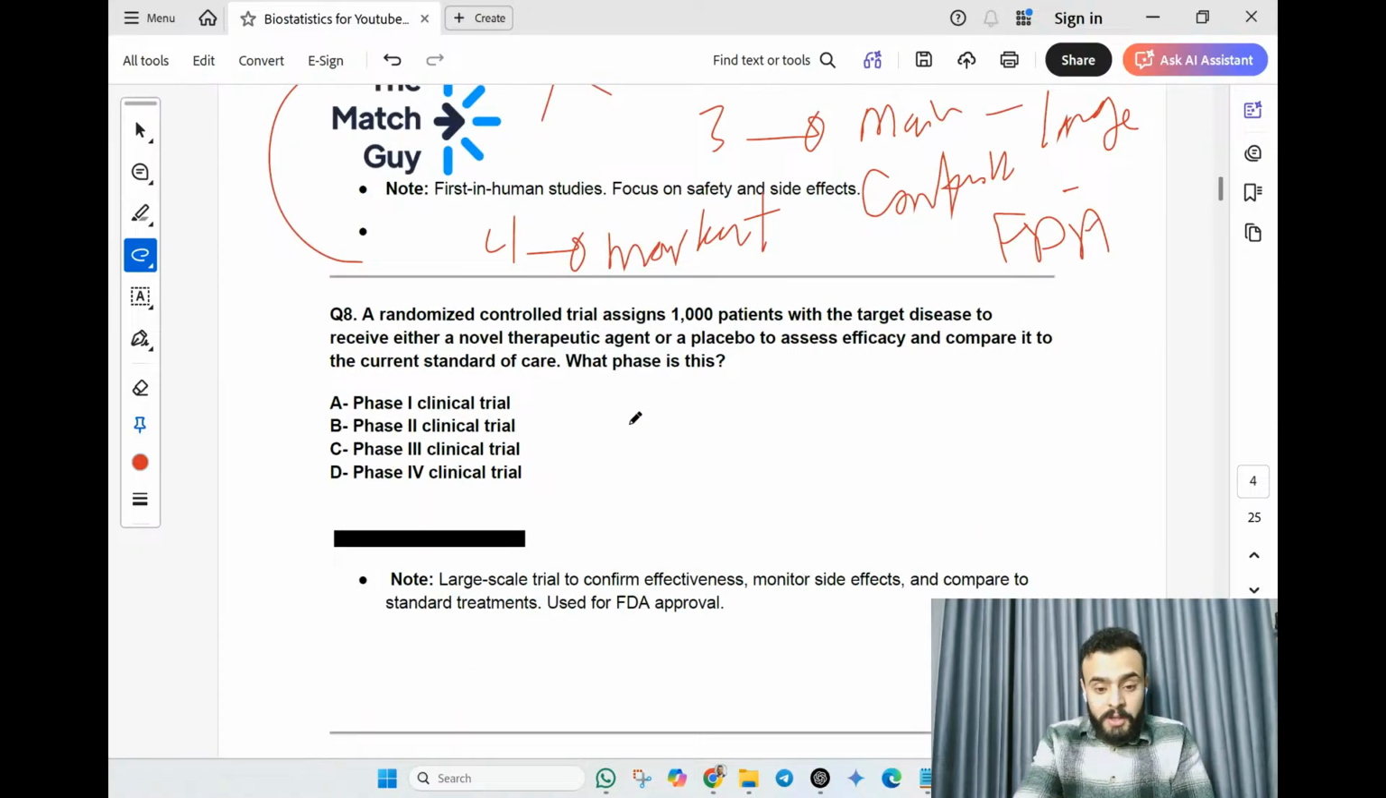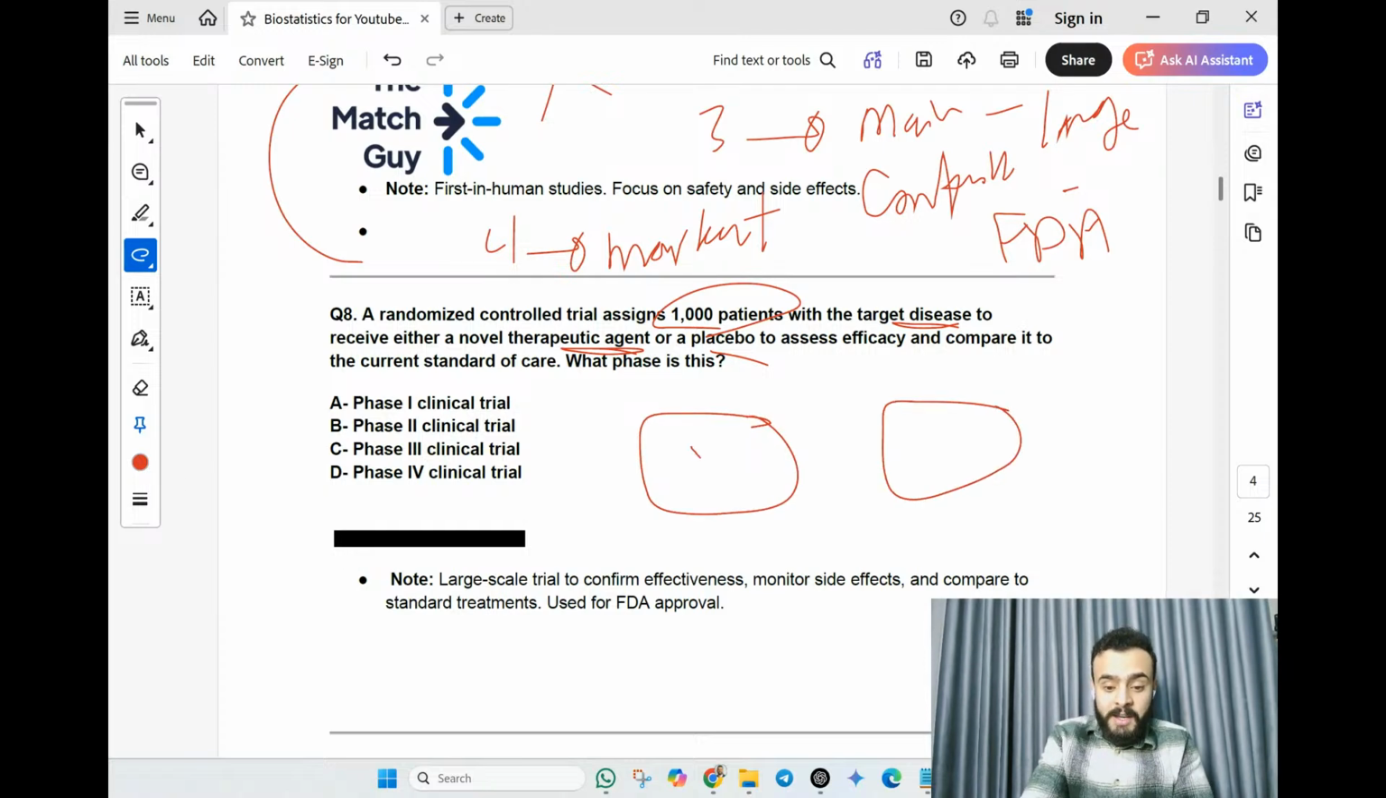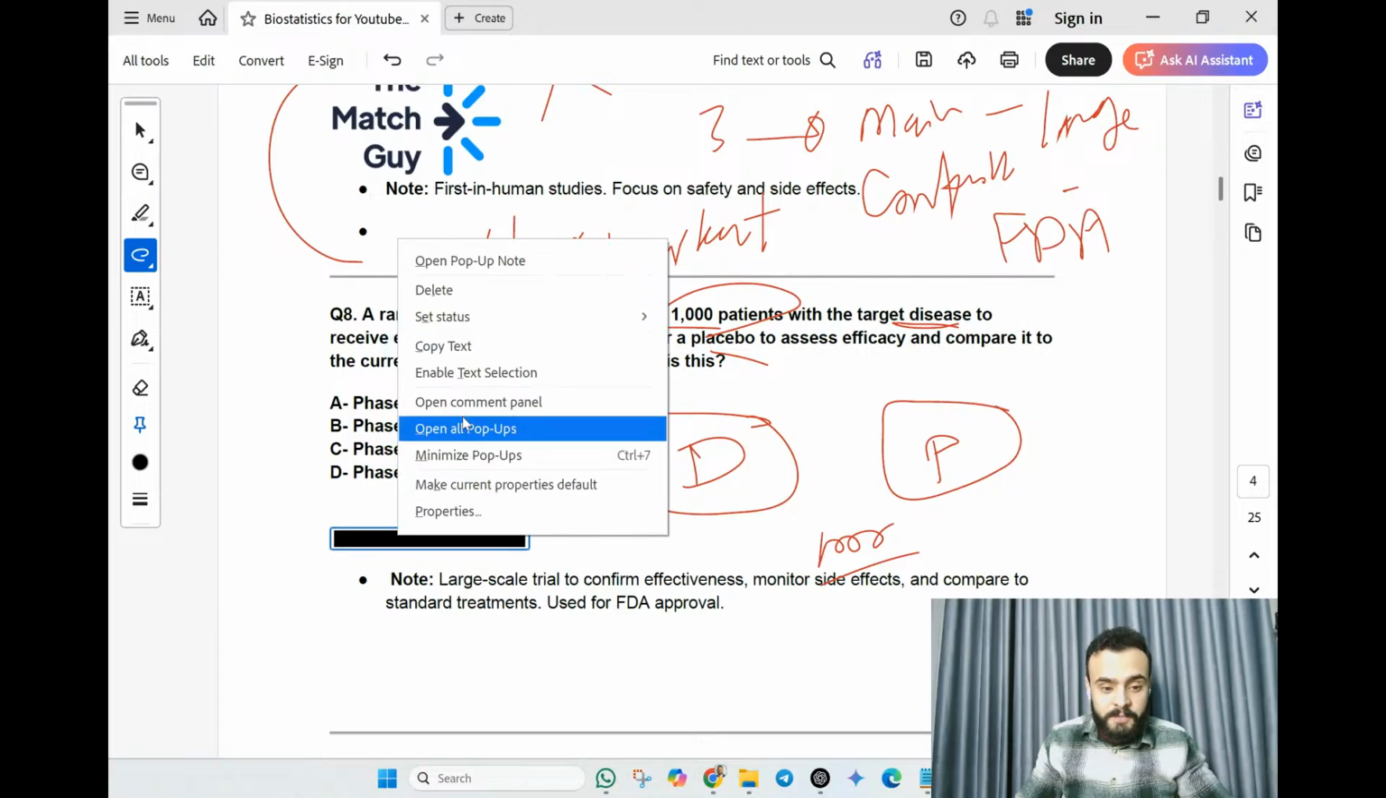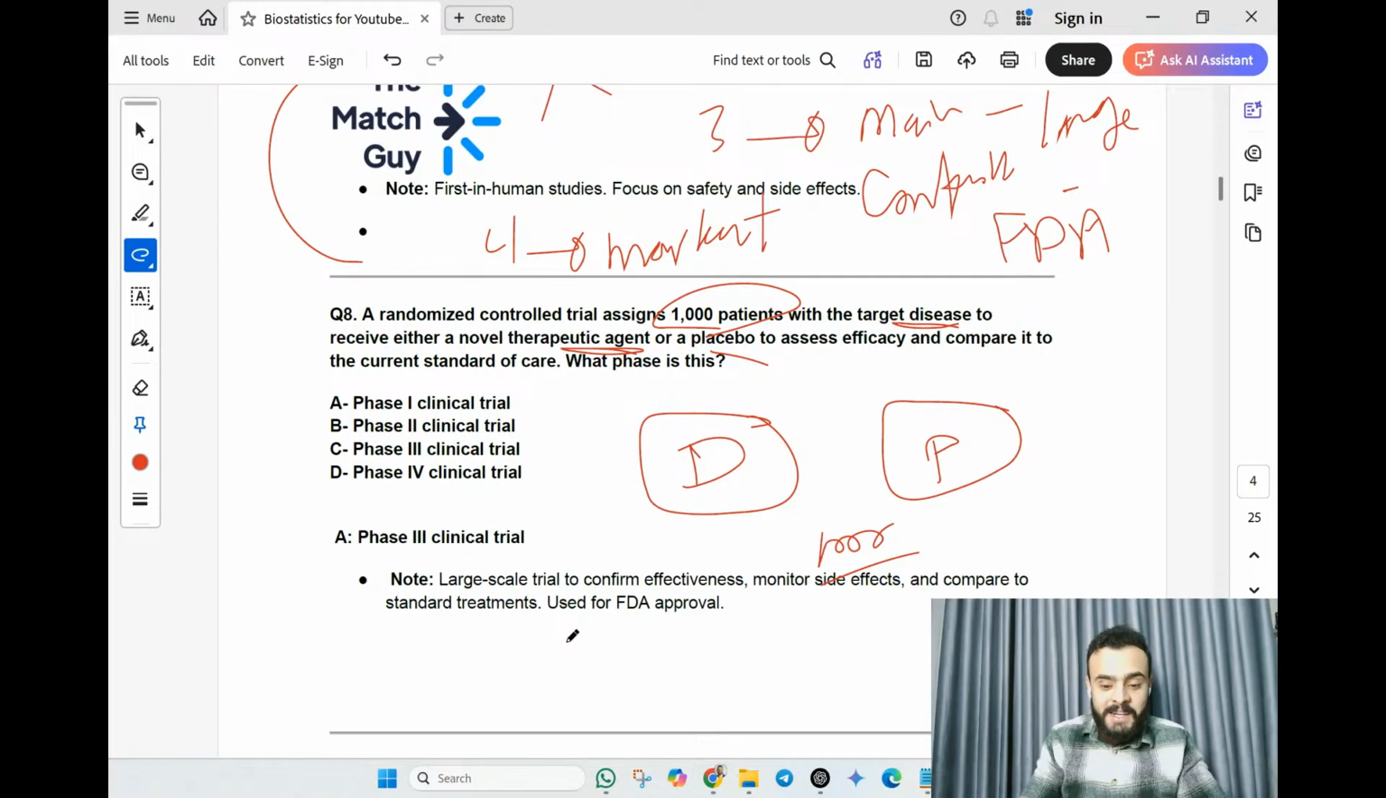Okay, guys, next question. A randomized controlled trial assigns 1,000 patients with the target disease to receive either a novel therapeutic agent or a placebo. Aha. Two groups, guys. One group will take the new drug and one group will take the placebo. We have 1,000 participants. So what study design is that? Large number of diseased, controlled, randomized. One group takes the drug, one group takes the standard drug or the placebo. Phase 3 clinical trial. This is the phase required for FDA approval.